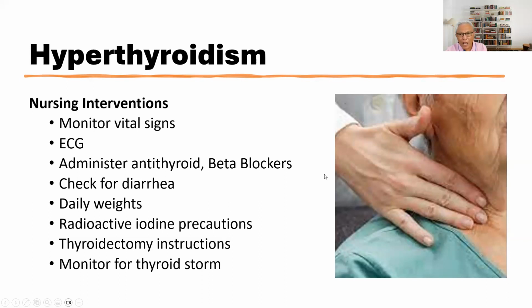And then, because diarrhea is a problem, there's going to be an important assessment that you have to do, and that is to monitor their electrolytes. Because if you have diarrhea, obviously you're going to have electrolyte disturbances as well. And then radioactive precautions, thyroidectomy instructions, and monitoring for complications of thyroid storm are going to be important as well. So I reserve these three things: the medications, the radioactive iodine, and thyroidectomy last, because this is going to be the focus of where most of your NCLEX questions are going to be.